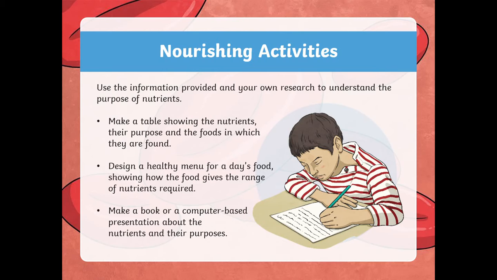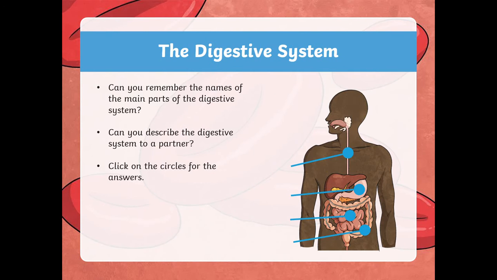So once you've done that, take a single day's worth of food that you need and then design a healthy menu. And then for each of these meals, show us the range of nutrients that you need and how you get them. We'd also like you to make a presentation about the different types of nutrients in some level of detail, and just tell us what they're for, what purpose they serve in your body, and a little bit of how we get them.